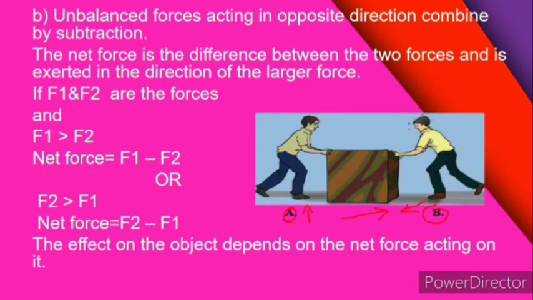So you can say that if F1 and F2 are the two forces, and F1 is greater than F2, the net force will be equal to F1 minus F2. Now if the force F2 is greater than F1, then the net force will be equal to F2 minus F1. So the effect on the object depends on the net force acting on it. So the forces will get subtracted if the forces are acting in the opposite direction. So this is another case.